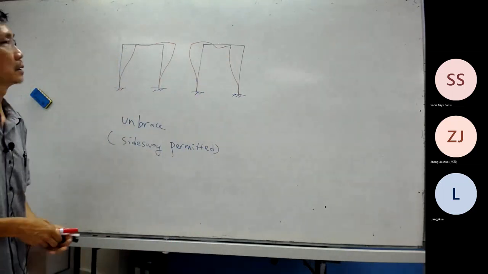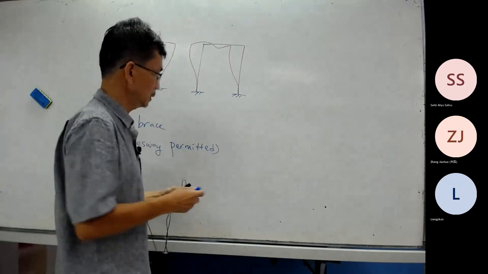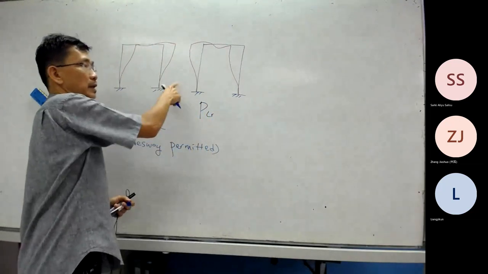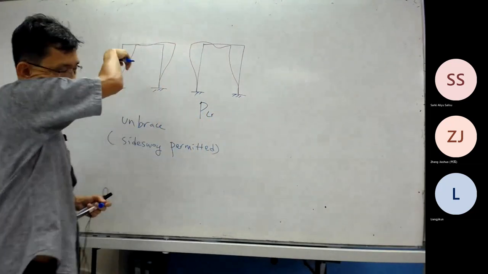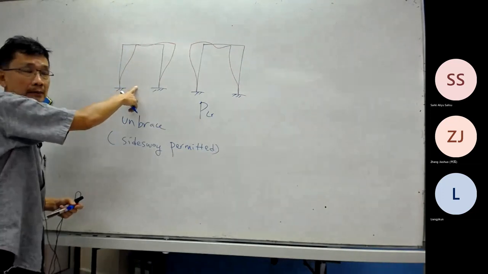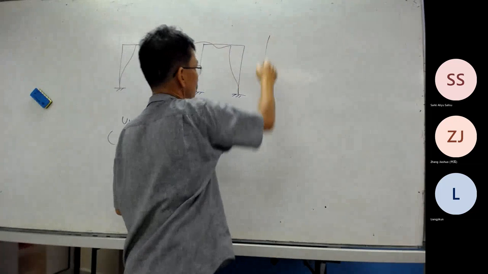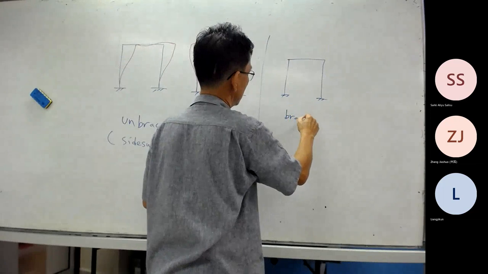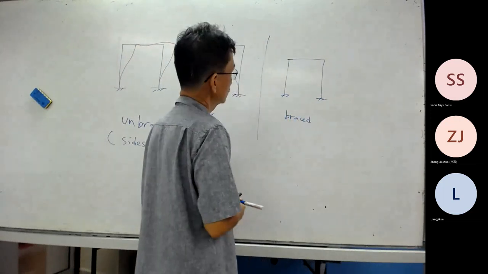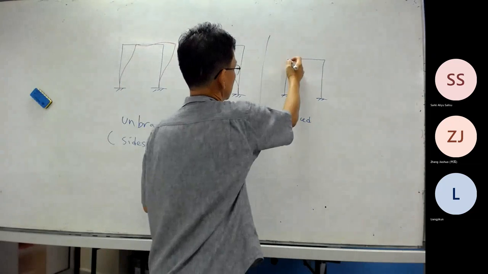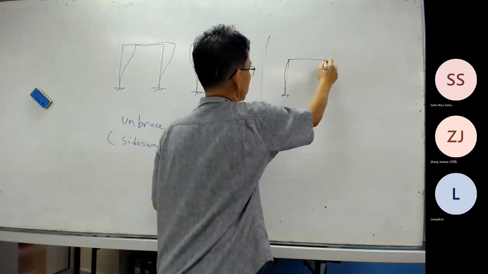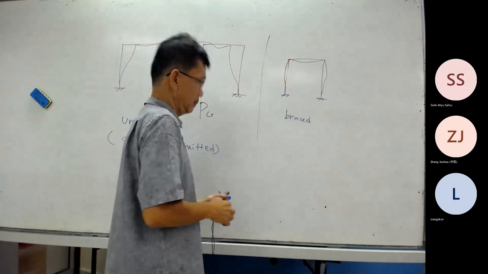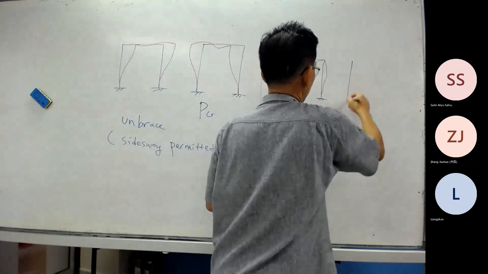So the same thing, if I talk about the P critical, the buckling mode for the case where side sway is prevented, the lowest one will be like this. So talking about mode shape, for the case of brace, this is brace. So just now I drew like this, and it's like this. Okay. So it is the same mode if I draw in this way.